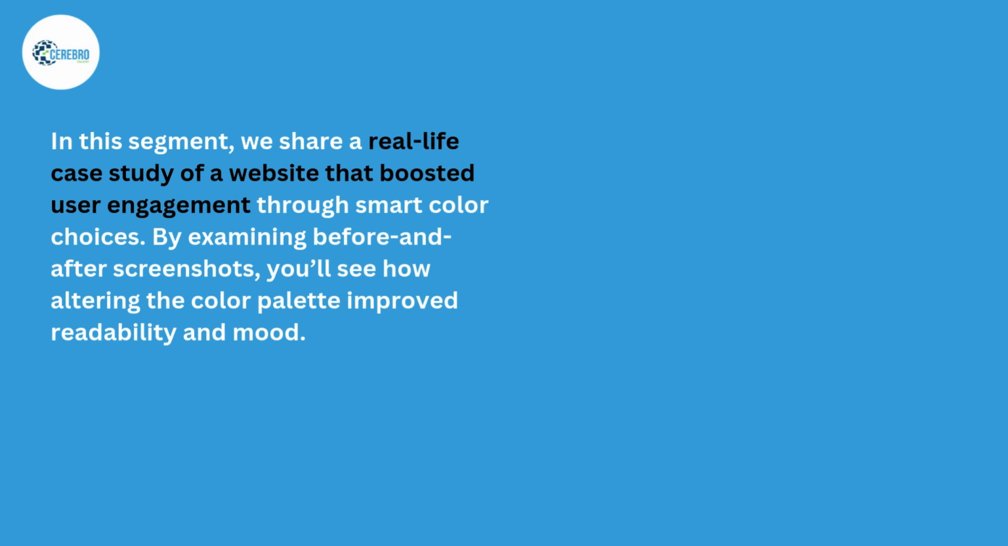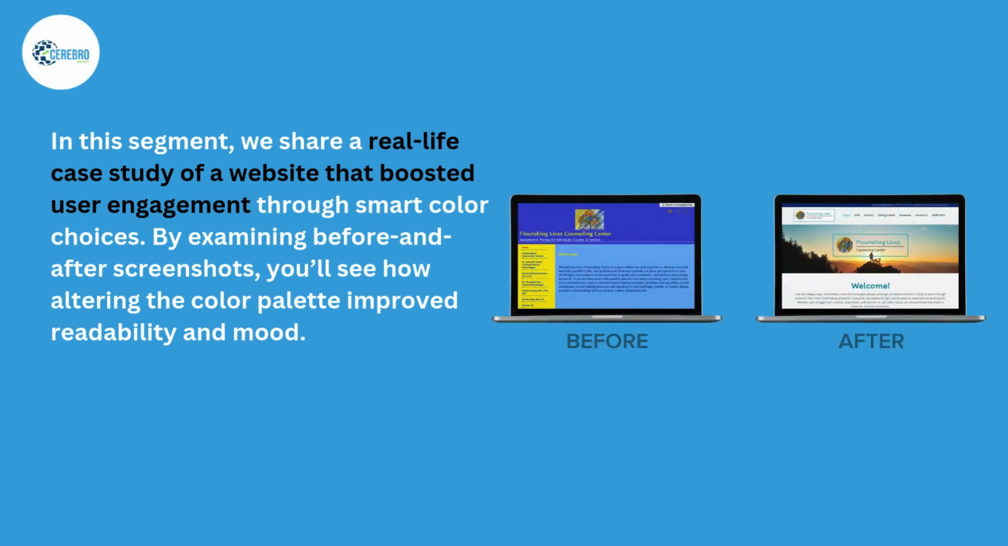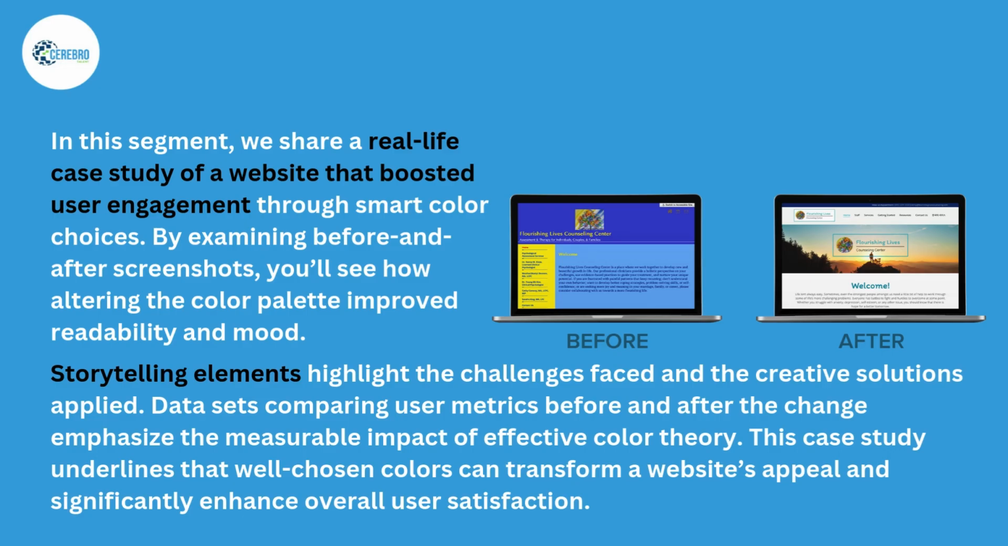In this segment, we share a real-life case study of a website that boosted user engagement through smart color choices. By examining before and after screenshots, you'll see how altering the color palette improved readability and mood. Storytelling elements highlight the challenges faced and the creative solutions applied. Data sets comparing user metrics before and after the change emphasize the measurable impact of effective color theory. This case study underlines that well-chosen colors can transform a website's appeal and significantly enhance overall user satisfaction.